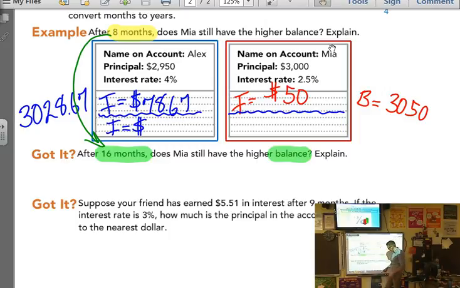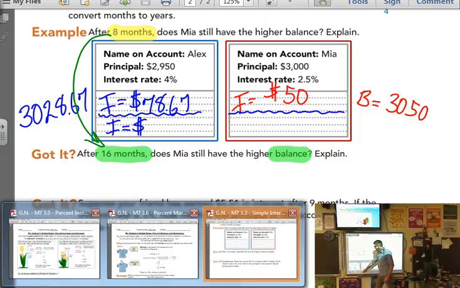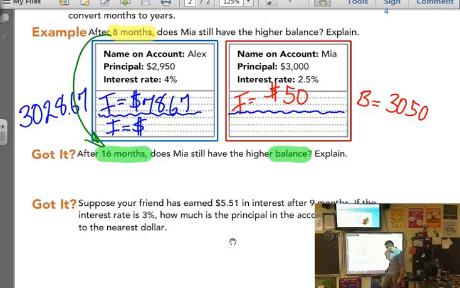So I got to double my $78.67. Can I get somebody to do that, please? And, oh man, this is really tough. I got to double $50. So Mia's is easy. Alex is $157.34. Yeah. So now let's talk about balances.